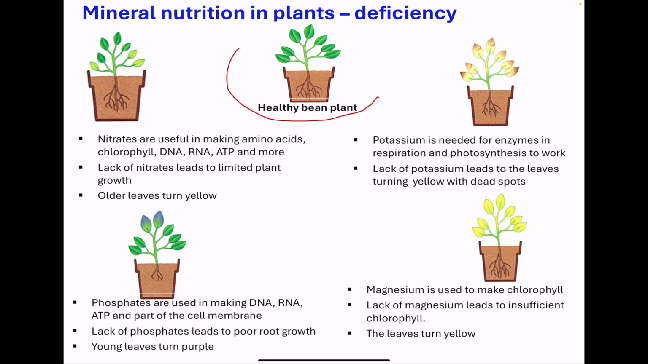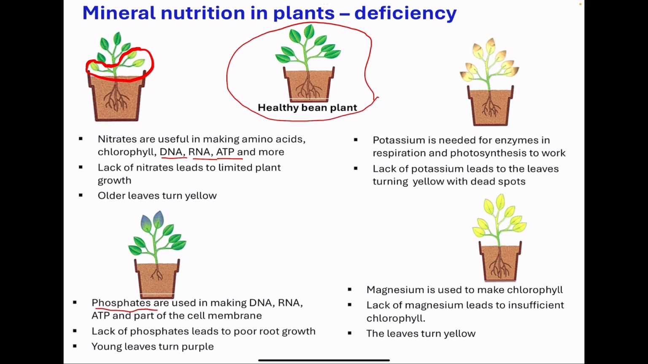Here is a healthy bean plant. We can see the leaves are green and it's growing appropriately. But if there is lack of nitrates, this is going to lead to limited growth in plants, and the older leaves are going to turn yellow. We can see the older leaves are the ones down here. They're going to turn yellow because nitrates is required in making DNA, RNA, ATP, chlorophyll, amino acids, and so many more. So if it's not provided appropriately, then the leaves are going to be affected.